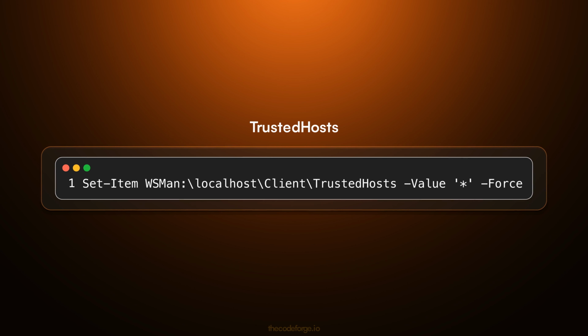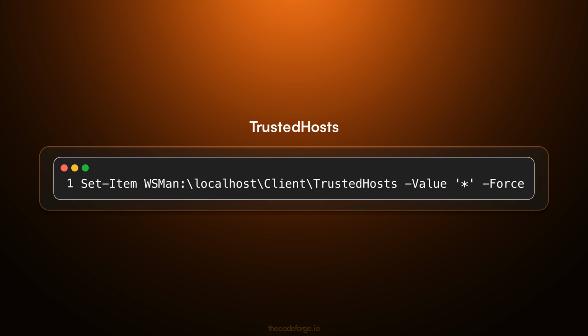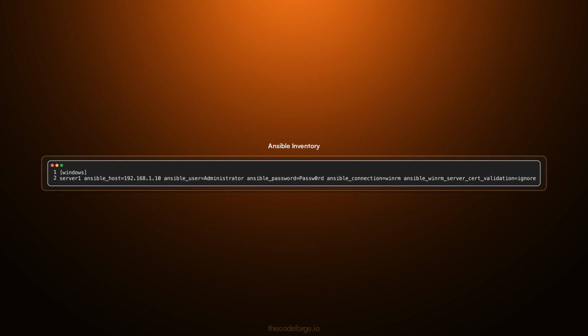This sets TrustedHosts to allow connections from any host. For security, you can specify a list of host names or IP addresses. This is a sample inventory entry for a Windows host. Note the use of ansible_connection equals winrm and ansible_winrm_server_cert_validation equals ignore for self-signed certificates. Never store plaintext passwords in inventory files.